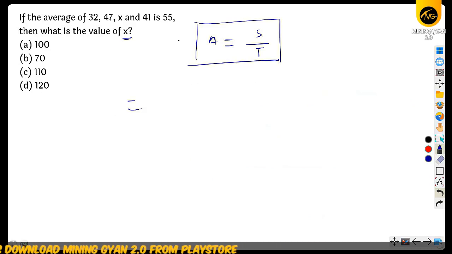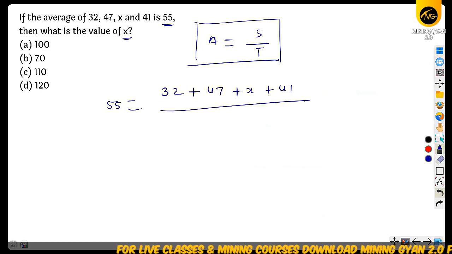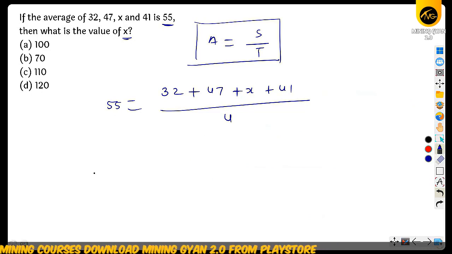Now, the given average is 55, that means 55 is the A. Now what is the S? Just add the numbers 32 plus 47 plus x plus 41, divided by the total elements. That means 1, 2, 3 and 4 is the total number of elements, that is 4. Now just solve the problem and you will get the value of x.